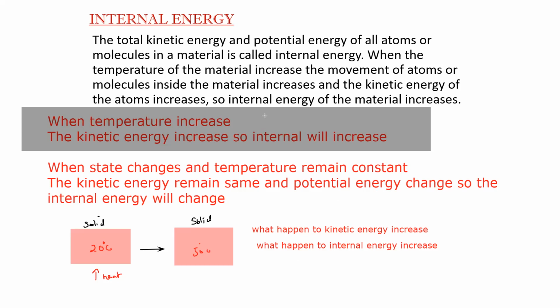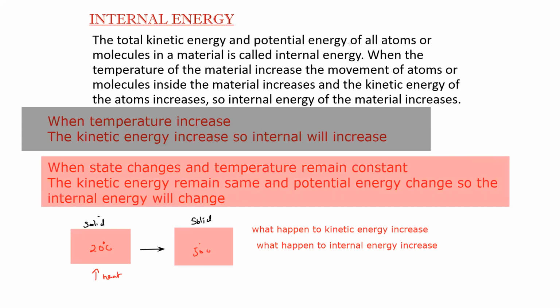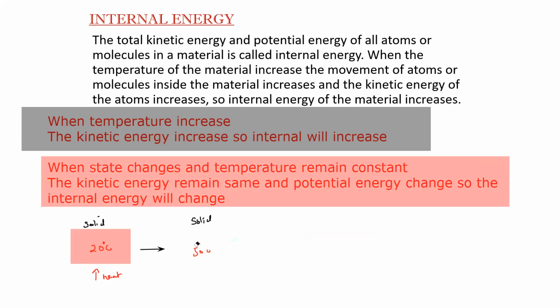Now, what about the second statement? When the substance is changing the state, as we know, whenever there is a change in state, the temperature does not change. So, example, if we have a solid at its melting point, say the melting point of this solid is 800 degrees centigrade.